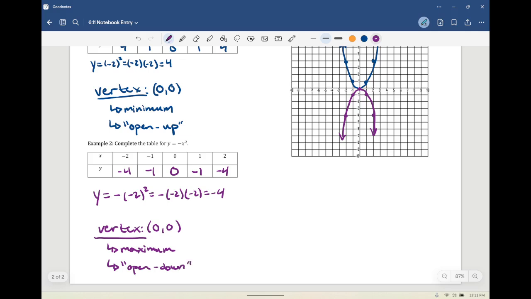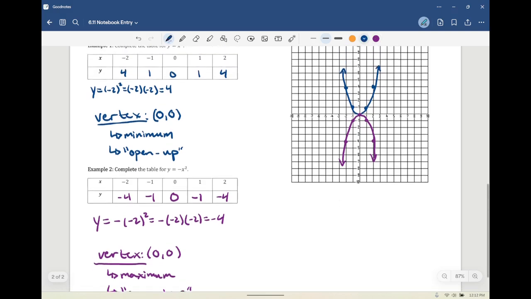Now, these two are not independent. If it's open up, your vertex is always a minimum. If it's open down, your vertex is always a maximum. And if you have a minimum, that means it's open up. If you have a maximum, it means it's open down. There's no picking and choosing like, oh, I have a minimum, but I'm also open down. It doesn't work like that.